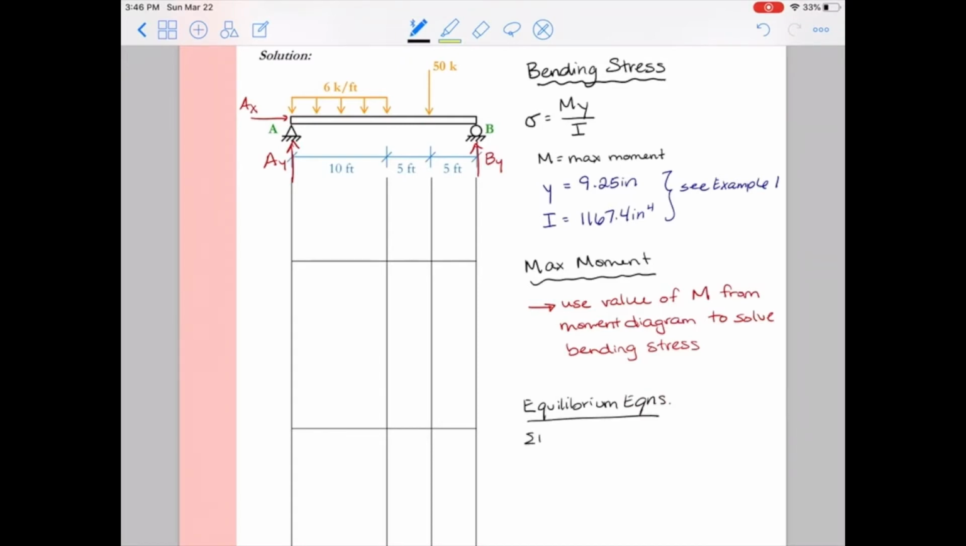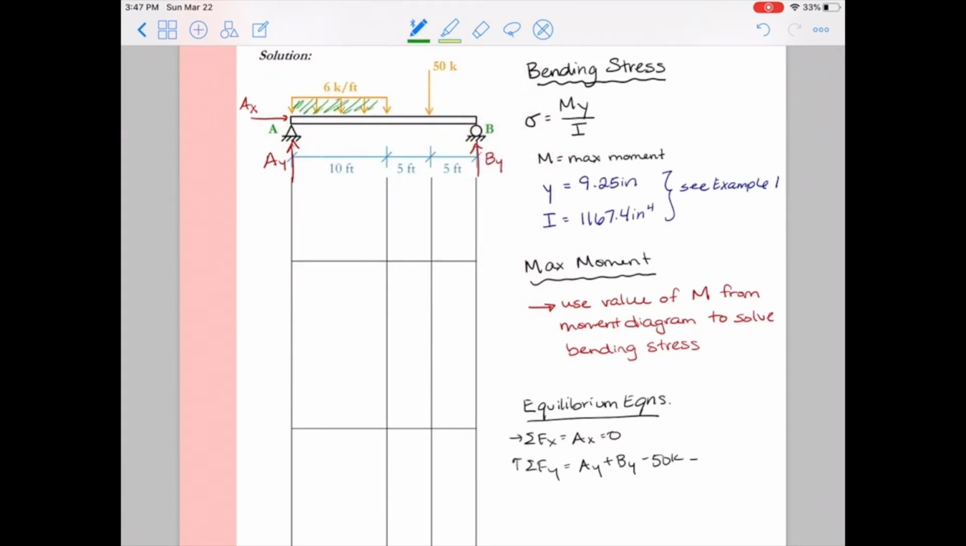So our equilibrium equations, right? We start with sum of forces in the x. Don't forget this. I always like to put this AX equals 0. It's just a good reminder, a good check. Sum of forces in the y, we look at our free body diagram. We have AY plus BY. We have a minus 50 kips. And then we have a minus, and we see we have a distributed load.